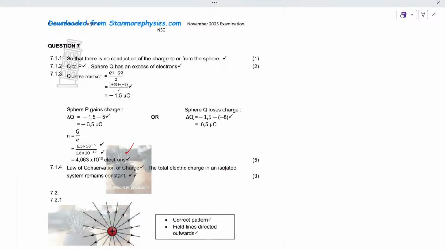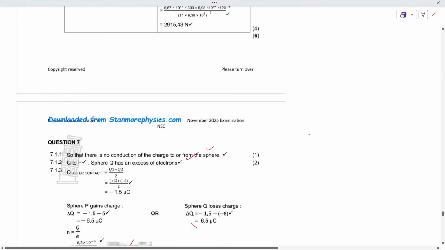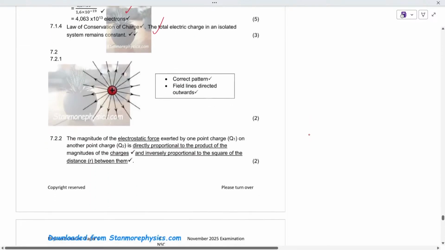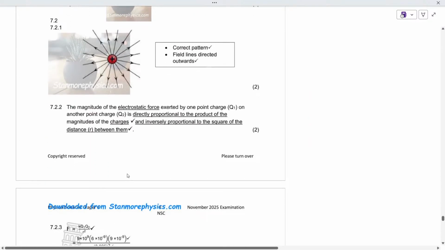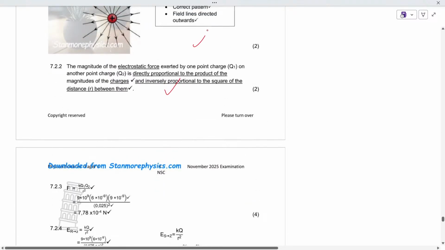So this one, we got 4.063. The law of conservation, even the first one we got it. Okay, yeah, has excess electrons. Remember you saying it. And then this one, the magnitude of the force, we got it. Even the drawing. And then this one, did we get it?